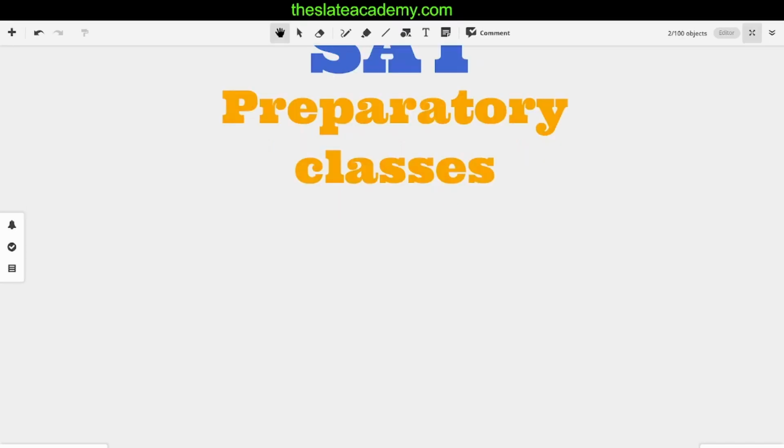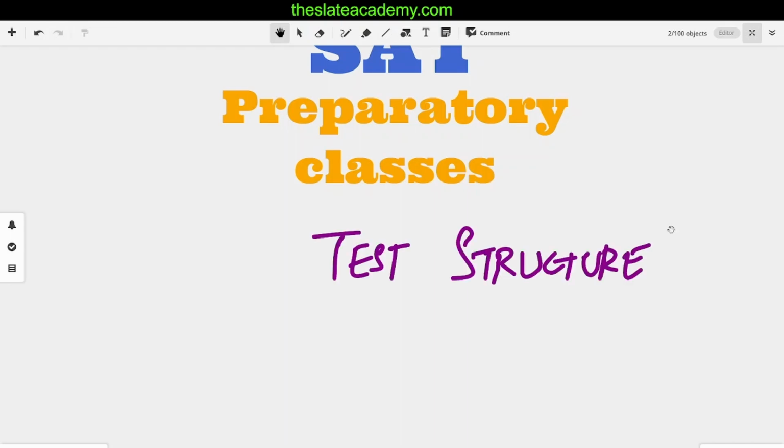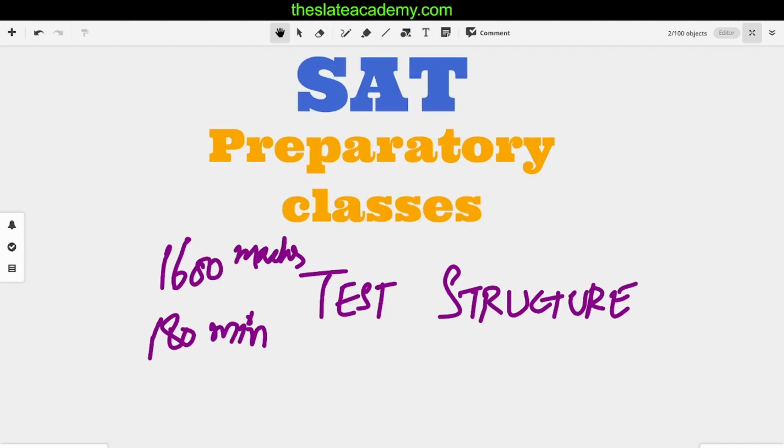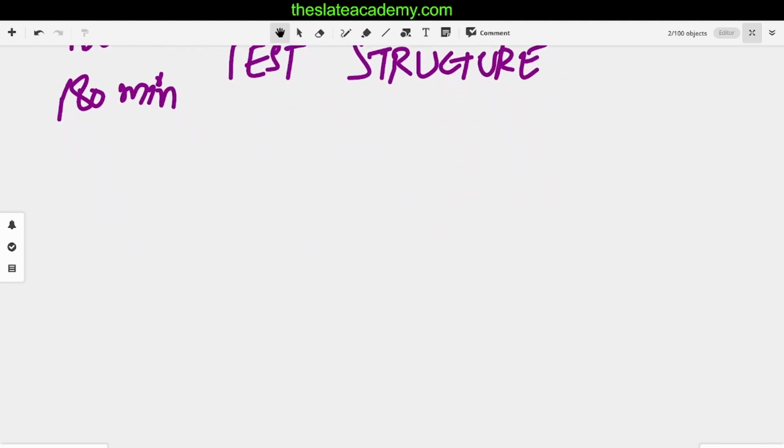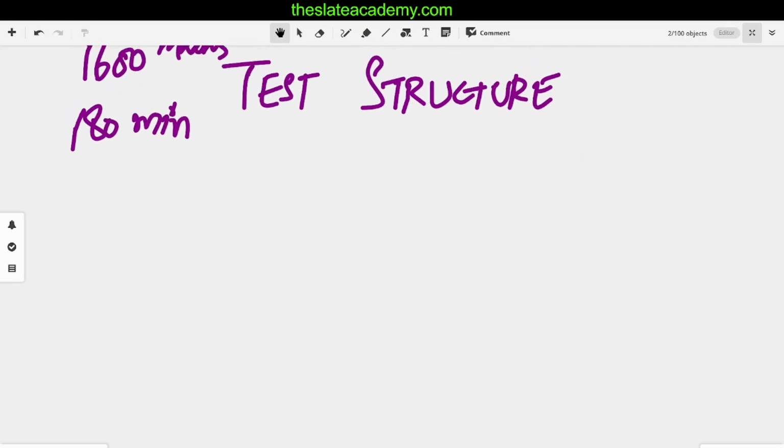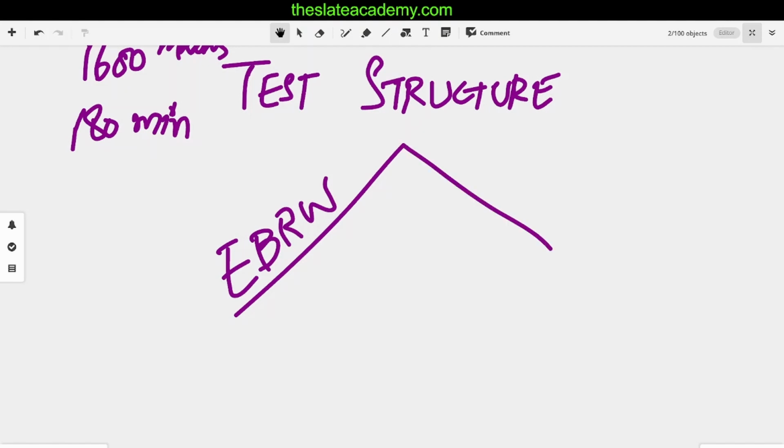For a student preparing for SAT, the very first thing that they must be aware of is the test structure. As you already might have an idea, your whole test would be for 1600 marks and you would be allowed a time of 3 hours or 180 minutes for the complete test. The test can be categorized into two main categories, which are evidence-based reading and writing and mathematics. And each of these two categories would have 800 marks available for them.